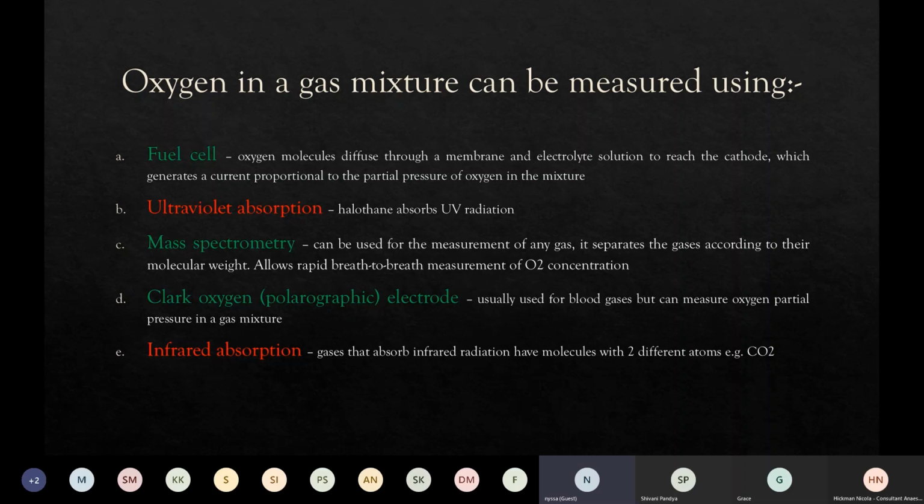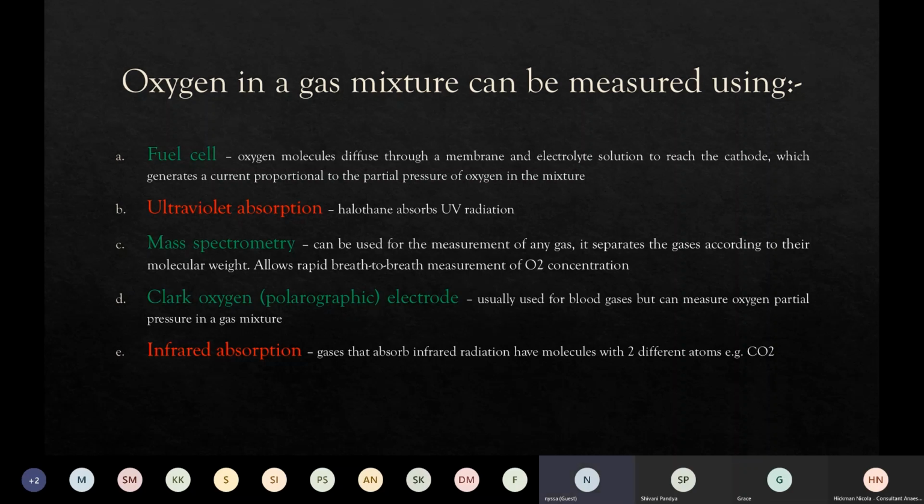Ultraviolet absorption, that is false. This seems to come up quite a bit, just as odd MCQs. Halothane absorbs ultraviolet radiation, but I think that's the only gas that can be measured by ultraviolet. Mass spectrometry, yes, that is true. That can be used for the measurement of any gas, which is quite a good one to remember, because it separates them according to their molecular weight.